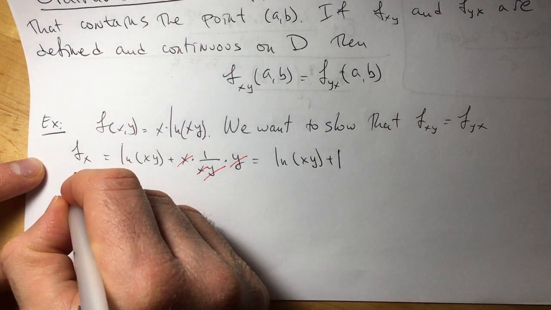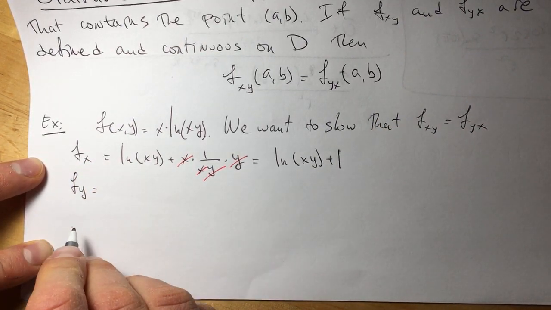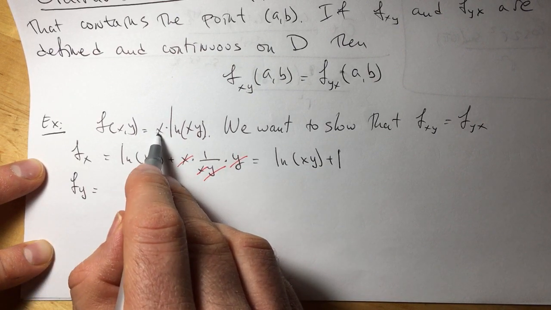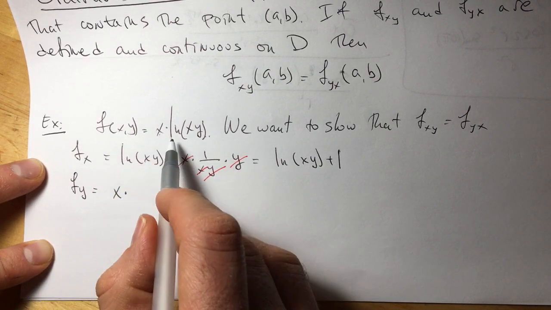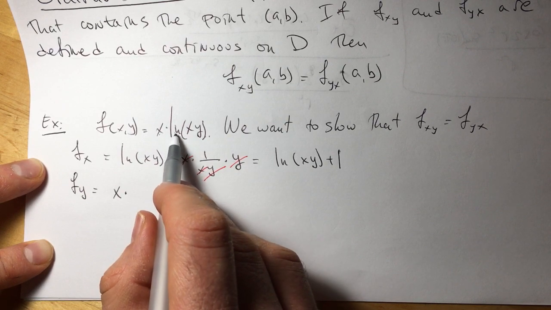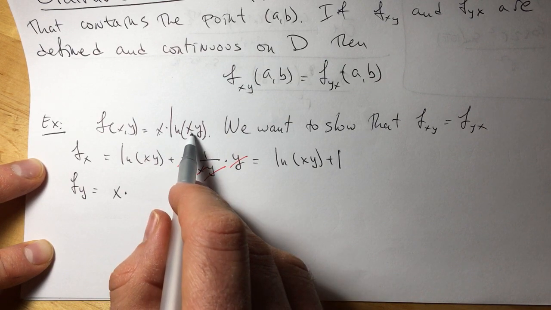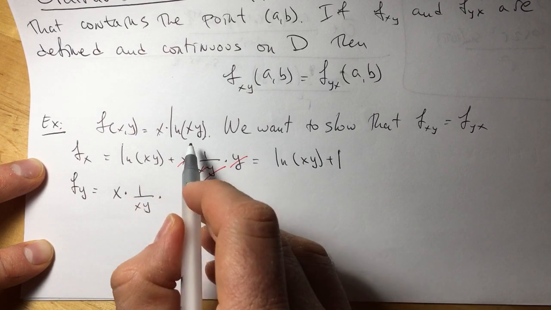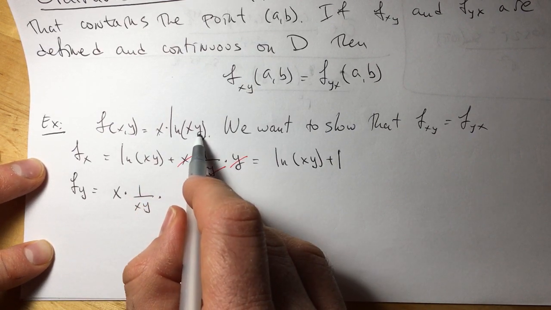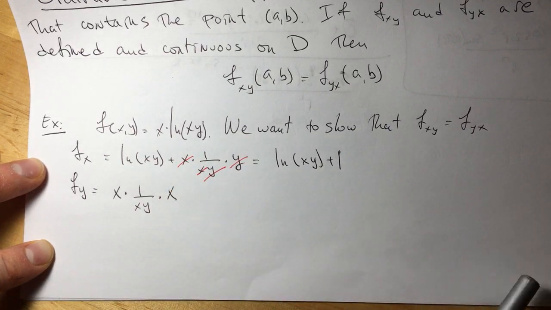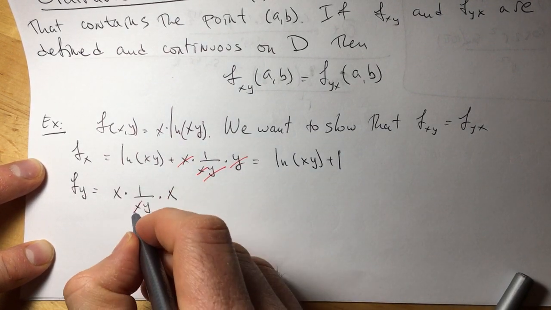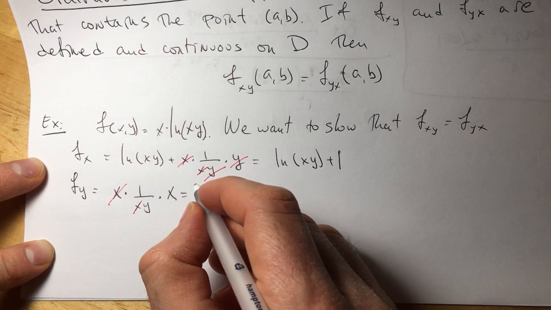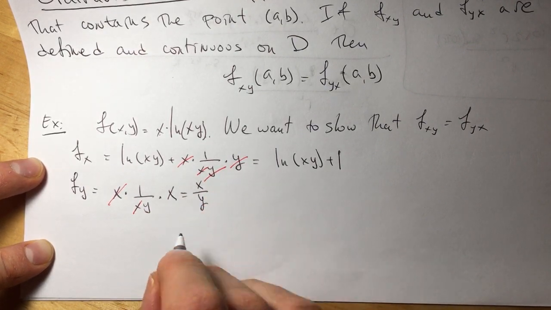The first order partial derivative with respect to y, partial f partial y, is equal to x, being treated as a constant, times, with the same logic, the derivative of ln of u is 1 over u times u prime, so 1 over xy times the derivative of xy with respect to y, which is just x. So I cancel these two, and partial f partial y is just x over y.